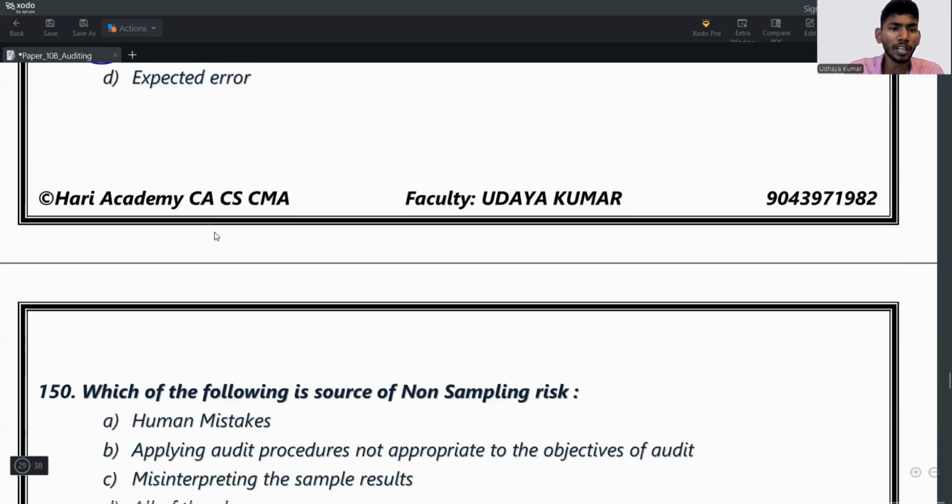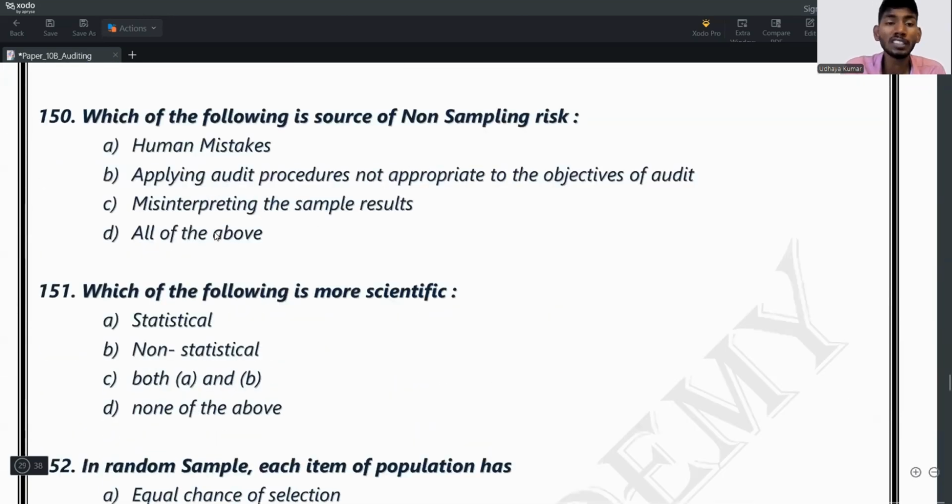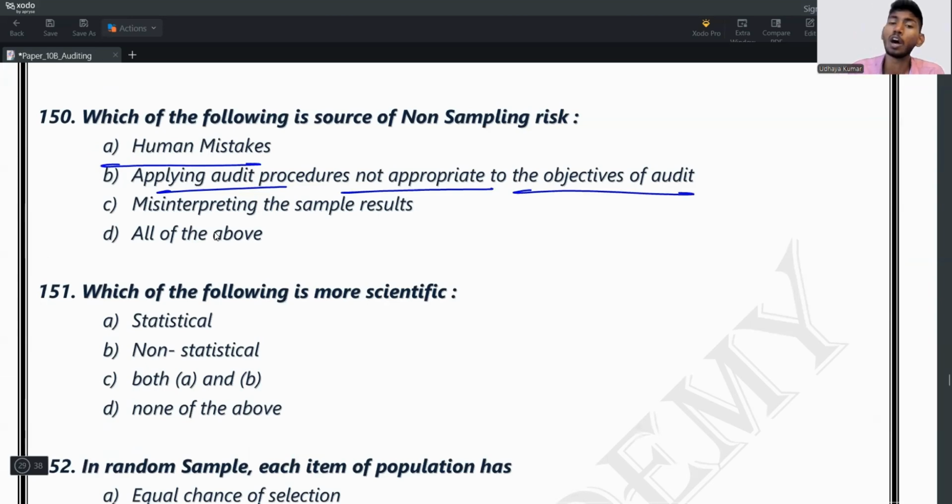Moving to question number 150: which of the following is a source of non-sampling risk? Human mistake is a non-sampling risk, which we have discussed. Applying audit procedures that are not appropriate to the objectives is also non-sampling, because it's a human mistake. Misinterpreting the sample results is also a human mistake, so it is non-sampling risk. So the option is all of the above.